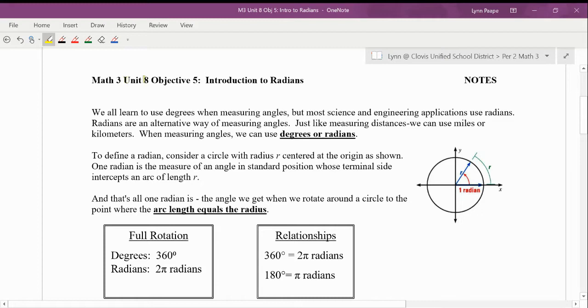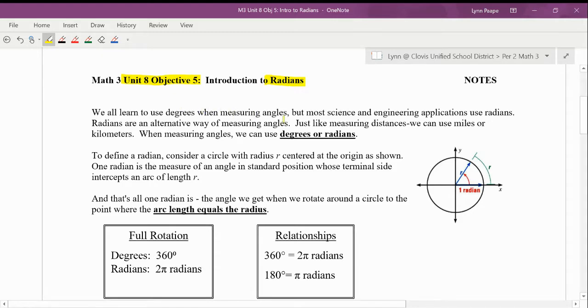A lot of what we've already done in objectives 1 through 4 is going to be great review for you. The only thing that's going to be different is we're going to be working with what we call radians instead of degrees. So everything you learned in 1 through 4 is going to continue to apply, and we're just going to be using a different unit of measure.